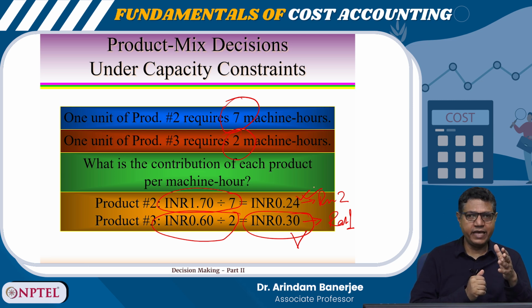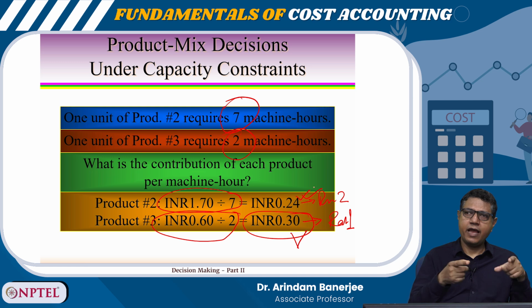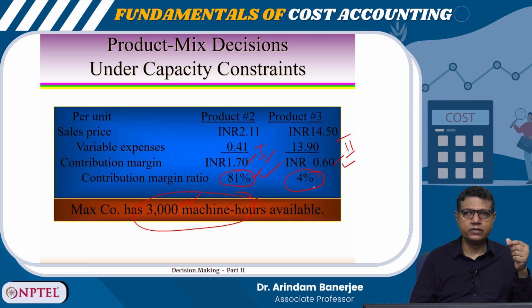Say, for example, in the example we have discussed just now, the constraint is the machine hour. So I can calculate the contribution margin per unit of machine hour, right? We have seen in the example that when there is no constraint, the first product is giving 81% contribution margin, whereas the second product is giving only 4%, right? So ideally I should go for which product? Of course the first product, which is giving me a huge contribution margin.